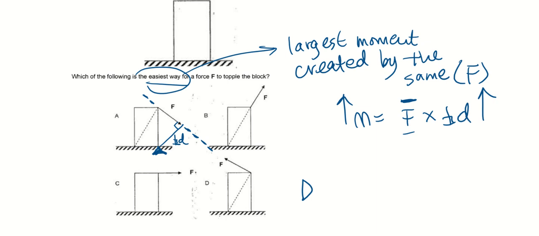Where do you think the pivot is going to be if it's subjected to a force of F? Most likely here, right? Then, if this is the pivot, the line of action of the force has already been drawn for you. So this is the perpendicular distance. And since I'm looking for the largest perpendicular distance, B is out.